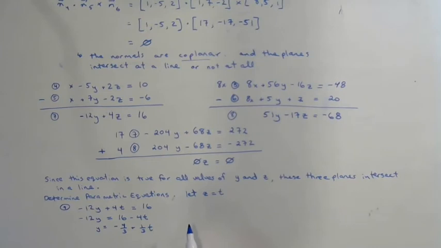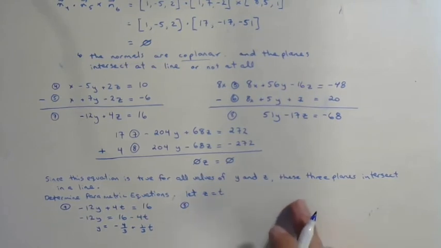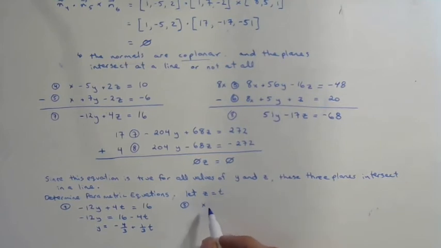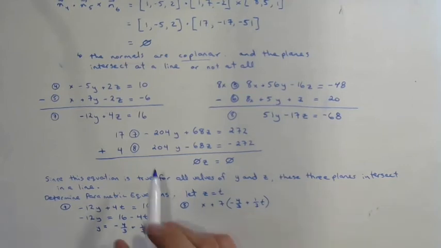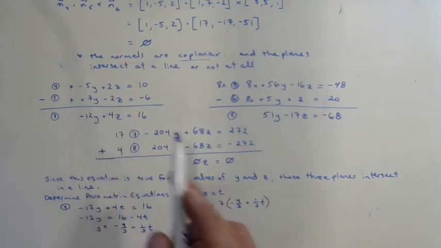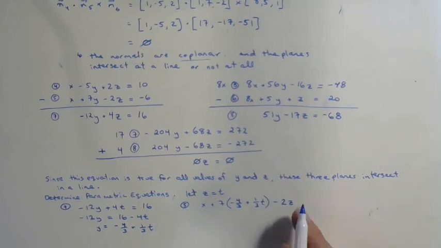In order to find our equation for x, I'm going to use equation 5. This one's a little bit longer, so I'm probably going to have to scoot over there, but that's okay. Equation 5 is x plus 7y, and now I know y can be expressed in terms of t as negative 4/3 plus 1/3 t, minus 2z, and I know z is t, equals negative 6.